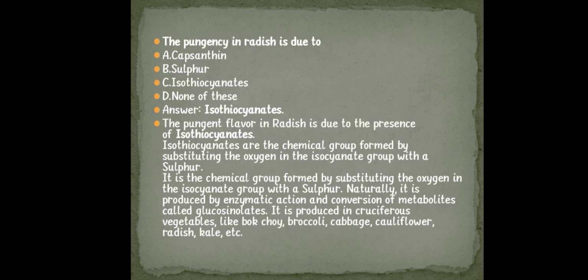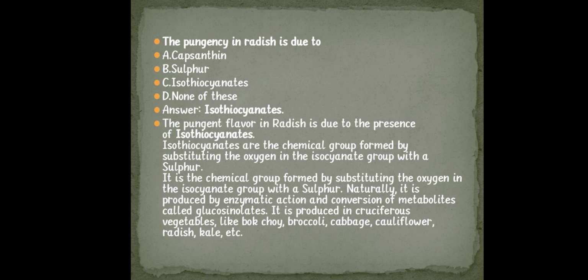Next is the pungency in radish is due to. First is capsaicin, second one is sulfur, third one is isothiocyanates, and fourth one is none of these. And the answer is isothiocyanates. So the pungent flavor in the radish is due to the presence of isothiocyanates.